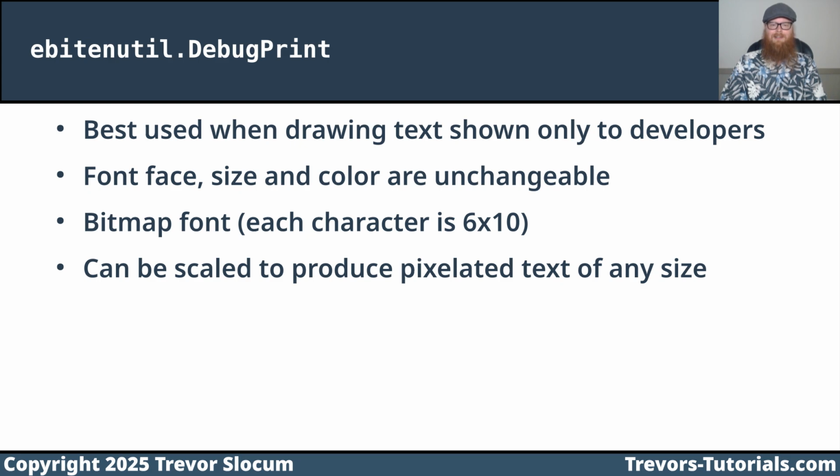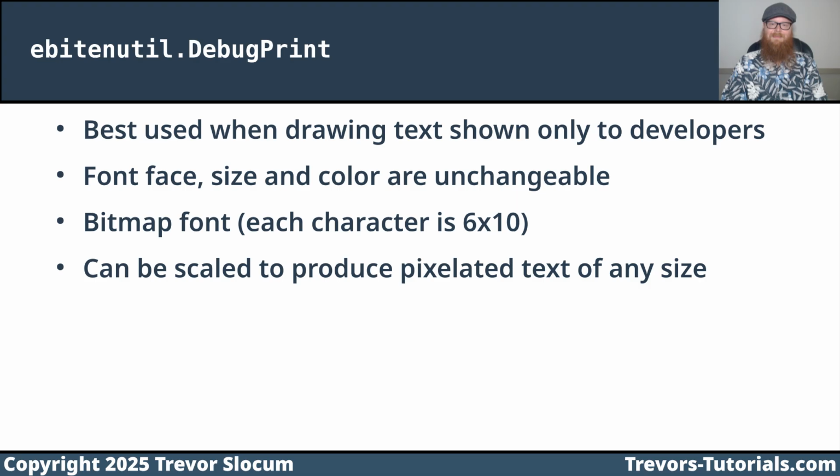EbitenUtil debug print, on the other hand, is best used when drawing text shown only to developers. The font face, size, and color are unchangeable. It uses a bitmap font where each character is 6 pixels wide by 10 pixels high, and it can be scaled to produce pixelated text of any size.